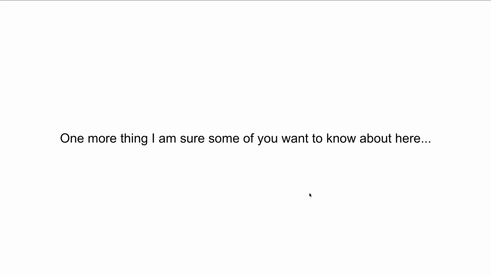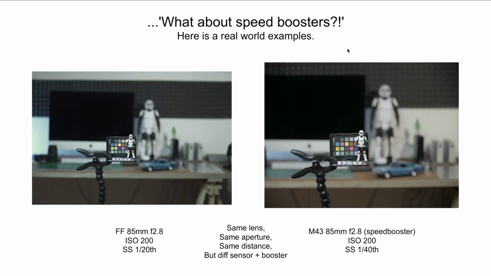Okay, so there's one more thing that I'm sure some of you want to know about, if I've not mentioned it yet. Can you guess what it is? Speed boosters. Okay, so we've talked about our lenses and our focal lengths and all the basics and circle of confusion, all that stuff. Speed boosters tend to confuse a lot of people and they think it's some sort of magic thing. It's a great thing, don't get me wrong. People seem to get a bit confused by it.